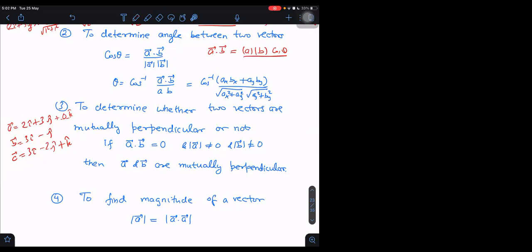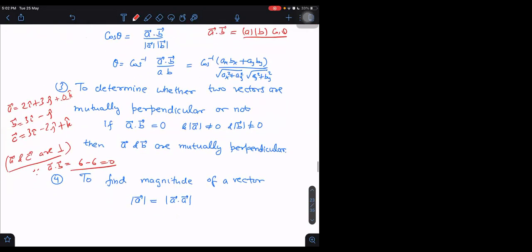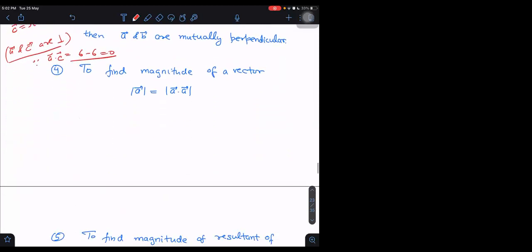Okay. So we can write here A and C are perpendicular because A dot B, which is equal to 6 minus 6, is equal to 0. A dot C, sir? Oh, sorry. Yes, A dot C. Yes, correct. A dot C is 0. Right. This is an example.